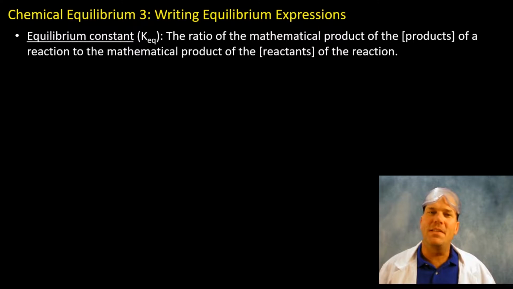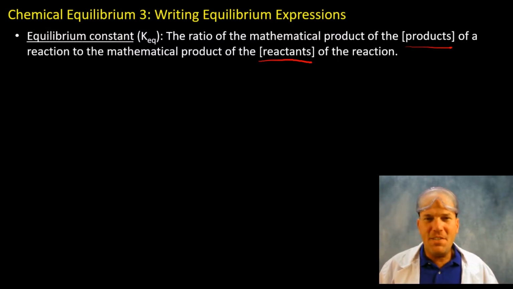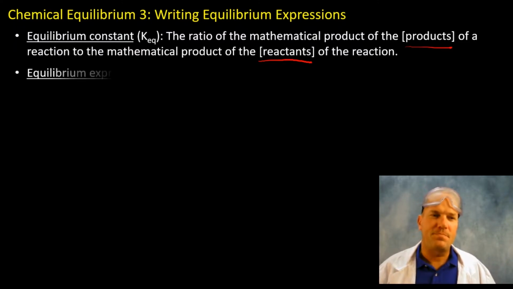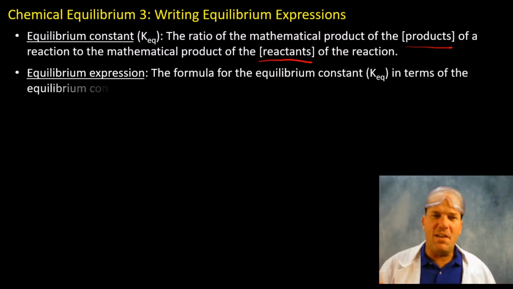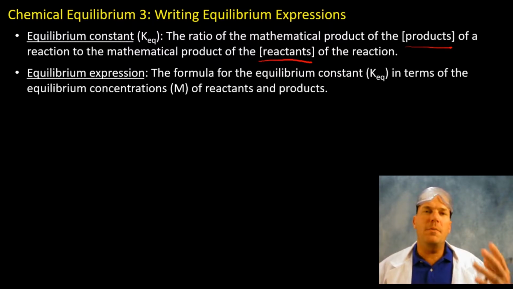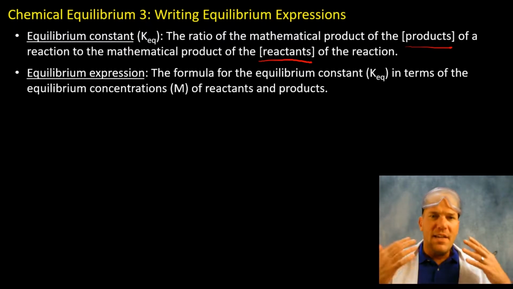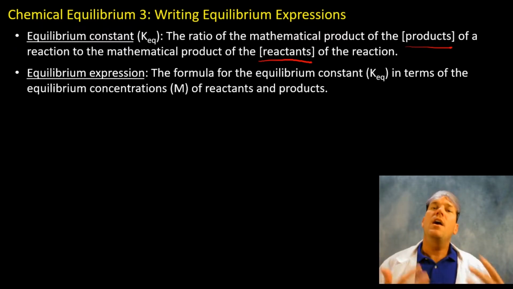The equilibrium constant is the ratio of the mathematical product of the concentration of the products for a given reaction to the mathematical product of the concentration of the reactants for a given reaction. Okay? I have used brackets in this definition for concentration. So we're looking at concentrations of products over concentrations of reactants, and this is much easier to understand when we start to look at some examples. An equilibrium expression in itself is the formula for the equilibrium constant. It's in terms of concentrations in molarity of reactants and products.